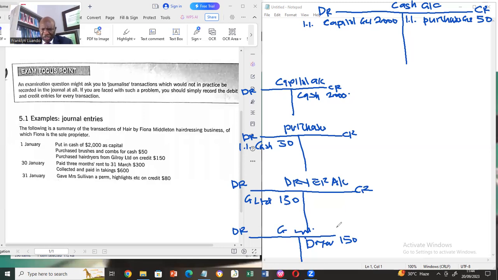The double entry is complete. Now we got to 30th January. We have paid the rent, 3 months rent to 31st March. So cash is giving. So this is on 30th. The rent, general ledger 3. The rent paid there is how much? 300.